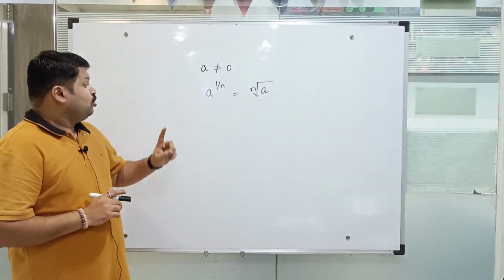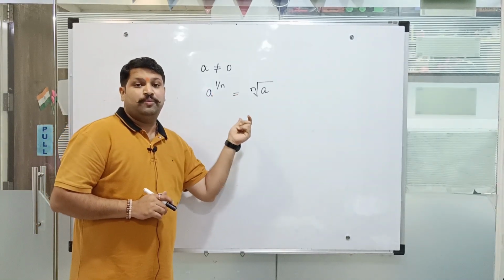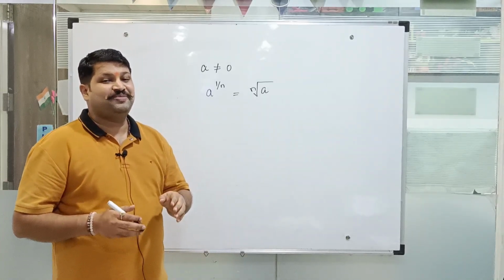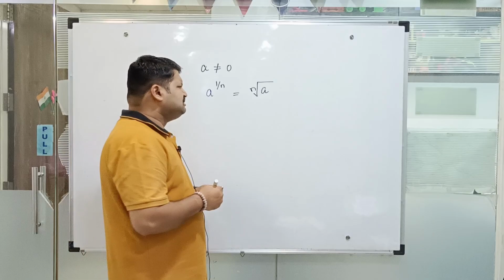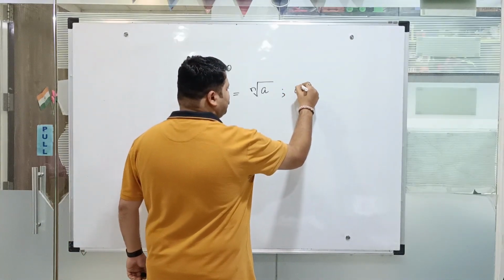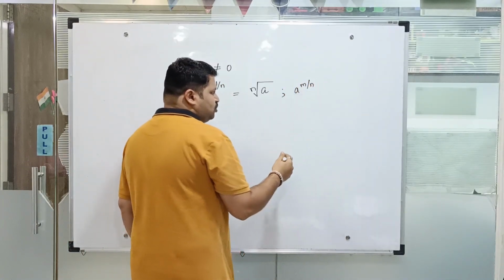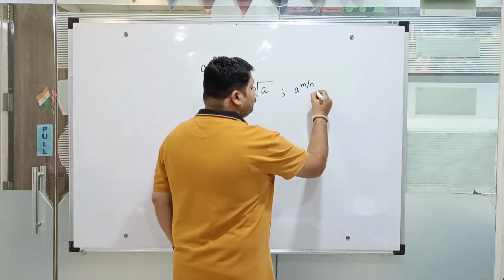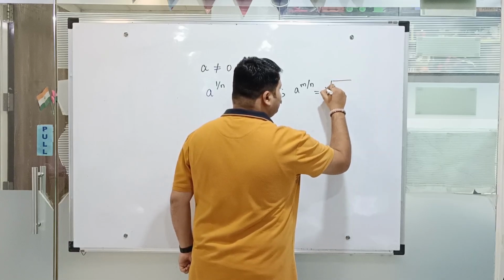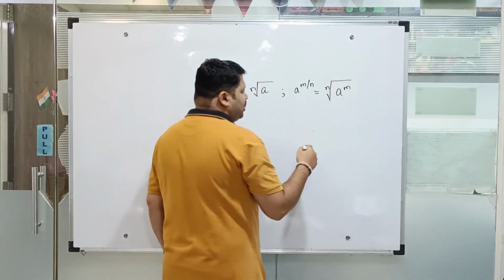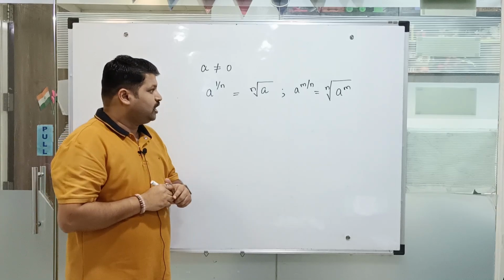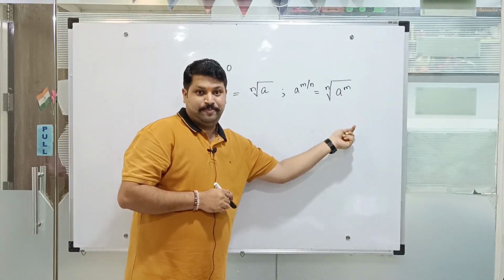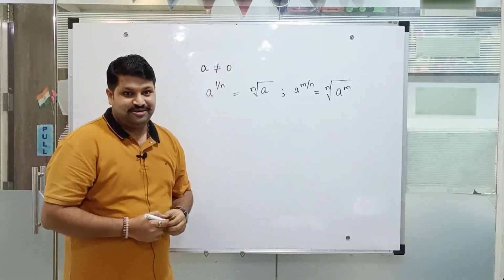Now, so far we dealt with a to the power of 1 upon n, where the numerator of the power was 1. What happens if the numerator of the power is not 1? Say we have a to the power of m upon n. So instead of 1, we have changed it to m. So this would effectively be the nth root of a to the power of m. So first we take the nth root of a and then raise it to the power m. That is, multiply a, m times.